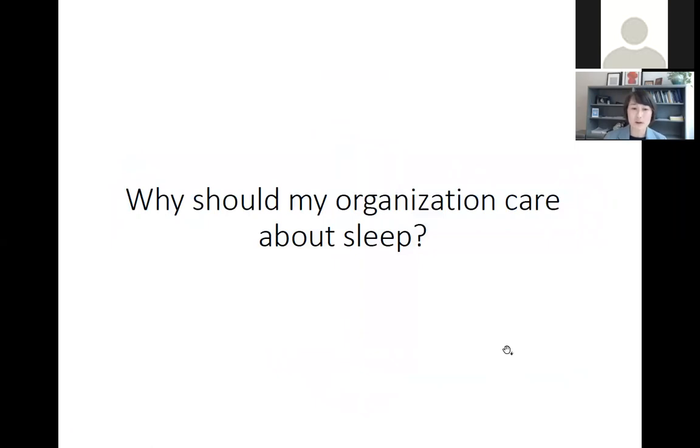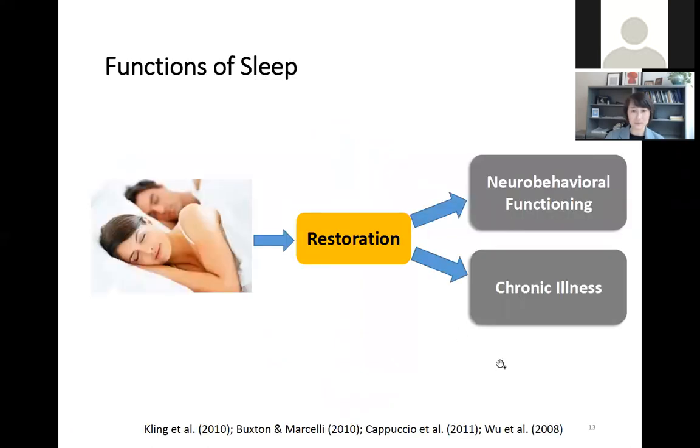Okay, so I want to move on now and talk about why your organization should care about sleep. Why do we need sleep? Well, it turns out that we don't fully know why. There are a number of different theories that have been proposed with rationales for why we think we need sleep, and it's likely that multiple of those theories are in fact correct.